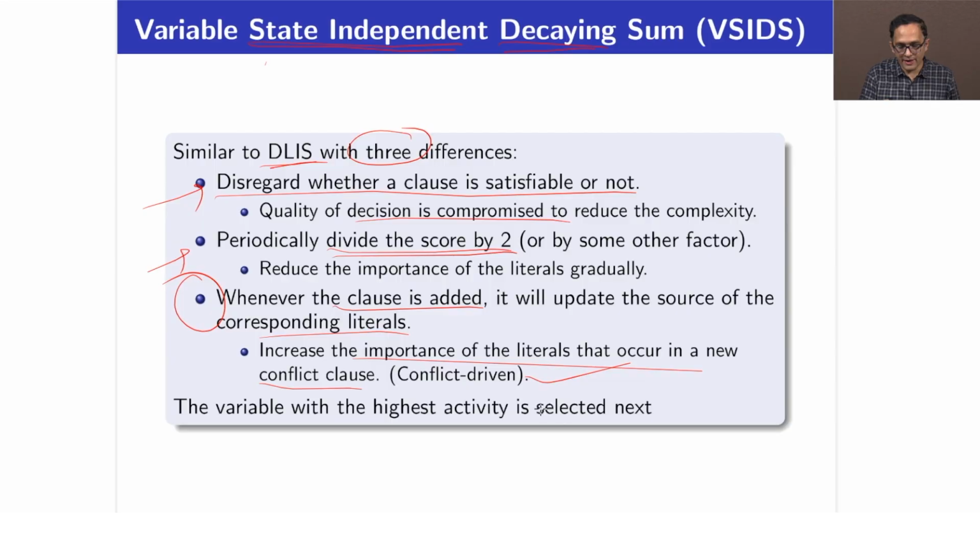But whenever a new clause is learned, the variables or literals that occur in those new clauses get their score increased by 1. Okay. So, this gives absolute priority to the highest activity on the conflict clauses.